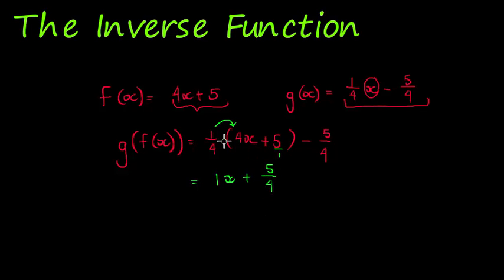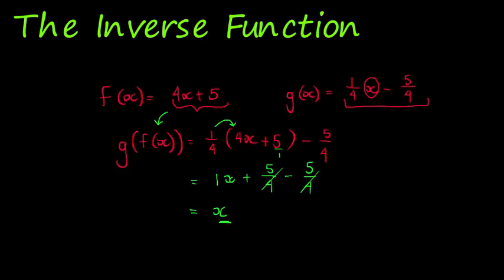Because it's 5 over 1, so 1 times 5 and 4 times 1. Minus 5 over 4 is still there on the outside. So here you see this and this cancels, and what am I left with? Just x. Do you see? When I put f of x into g of x, it simplifies to the original value.